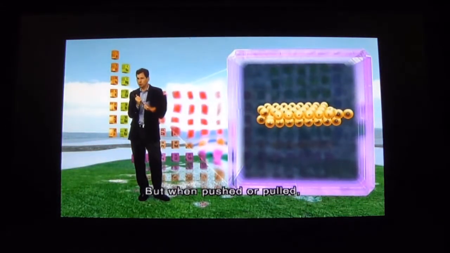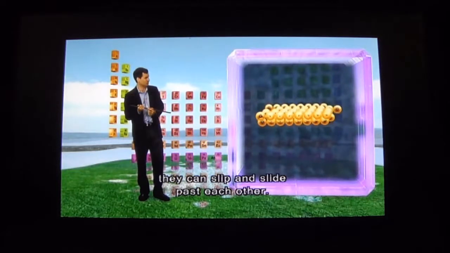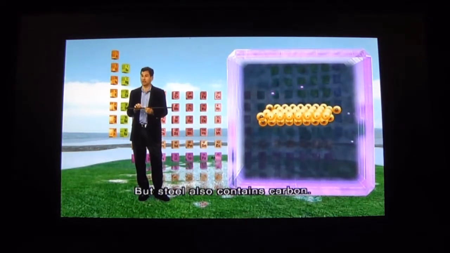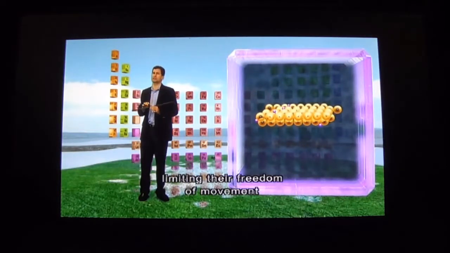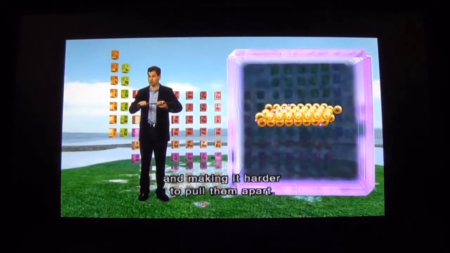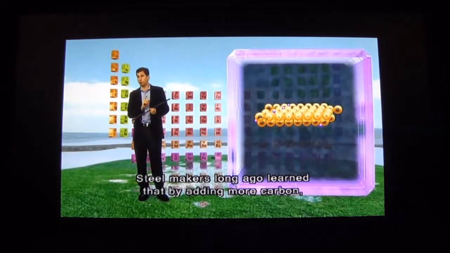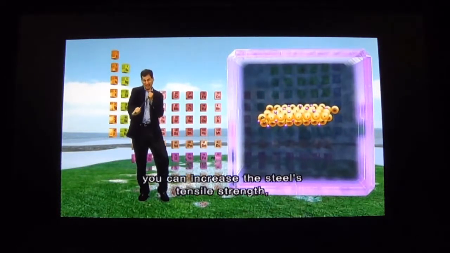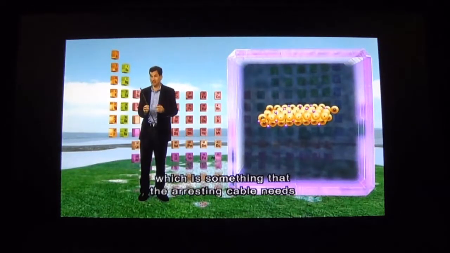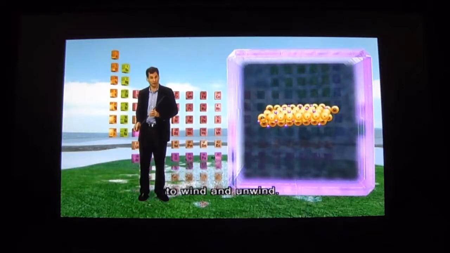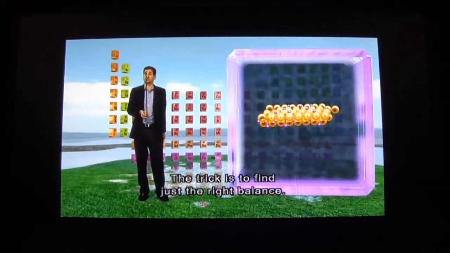But when pushed or pulled, they can slip and slide past each other. But steel also contains carbon. The carbon atoms fit in between the iron atoms, limiting their freedom of movement and making it harder to pull them apart. Steelmakers long ago learned that by adding more carbon, you can increase the steel's tensile strength, but you give up flexibility, which is something that the arresting cable needs to wind and unwind. The trick is to find just the right balance.